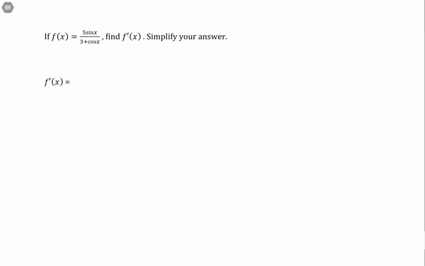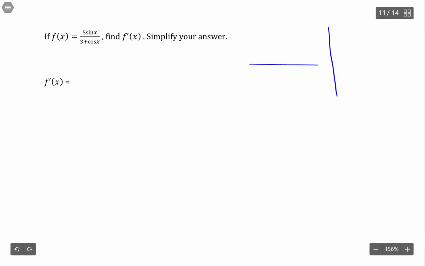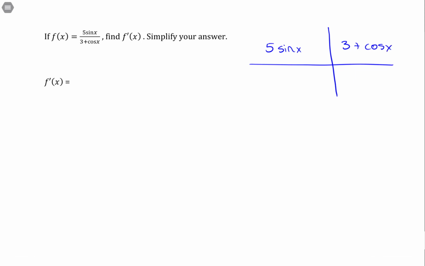If f of x equals 5 sine x over 3 plus cosine x, find f prime of x. Okay, so 5 sine x over 3 plus cosine x. I'm using the quotient rule here because I have two functions that are divided. This is the numerator and denominator.